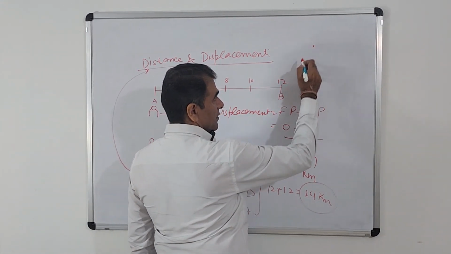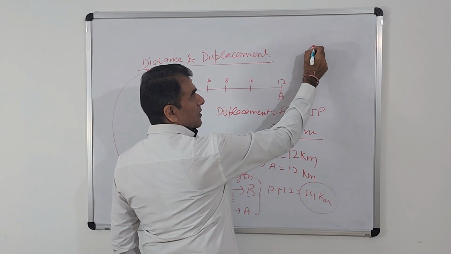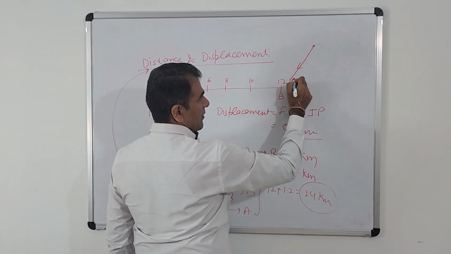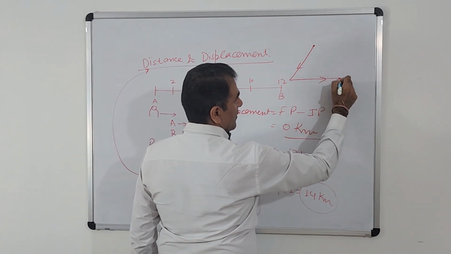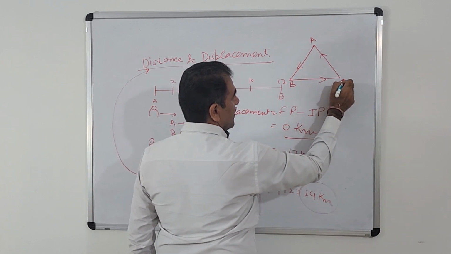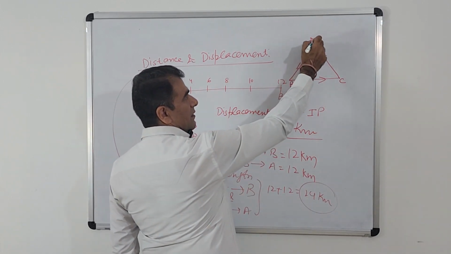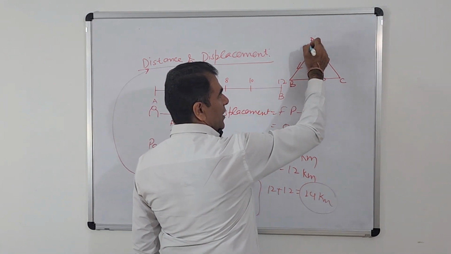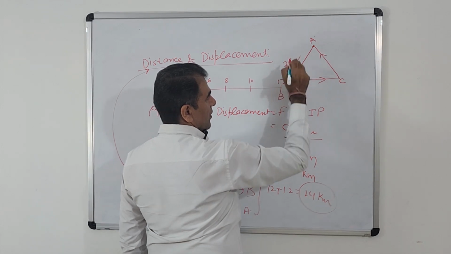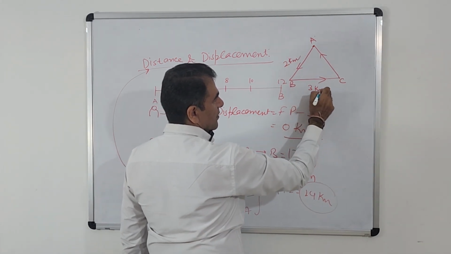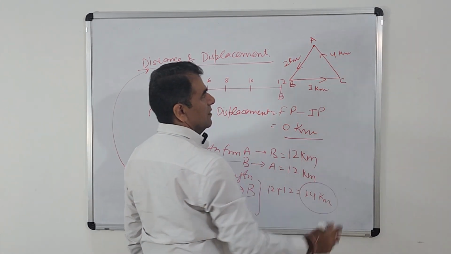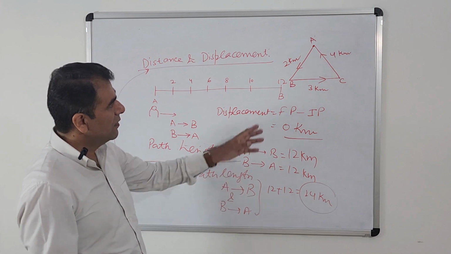Suppose a person is here. You can see this dot, right? Now he travels like this, then like this, and then like this. Say A, B, C. Okay? From A to B, say he covers 2 kilometer. From B to C, say he covers 3 kilometer, and from C to A, say he covers 4 kilometer. Random I have chosen the values.